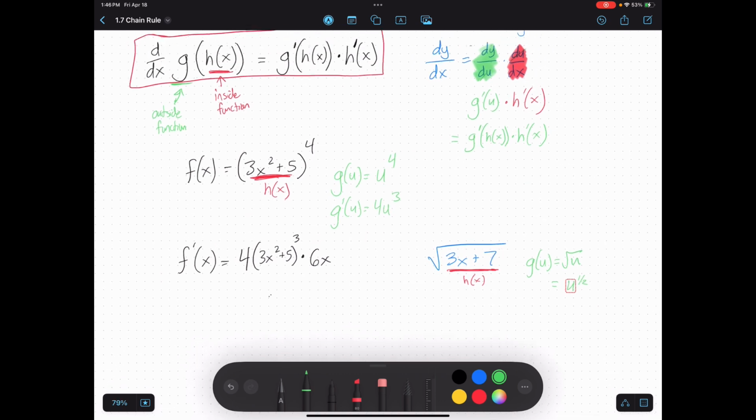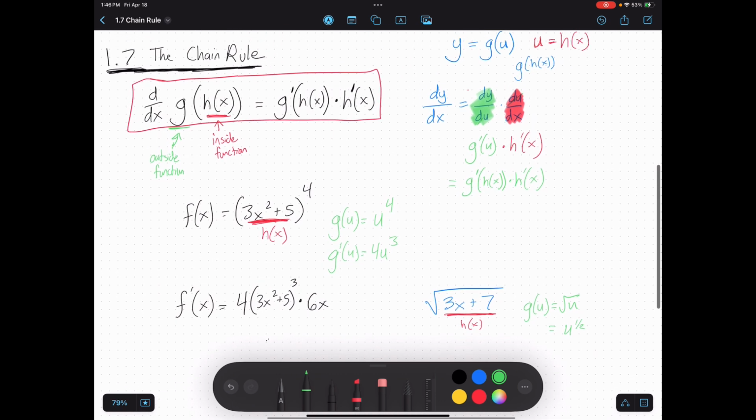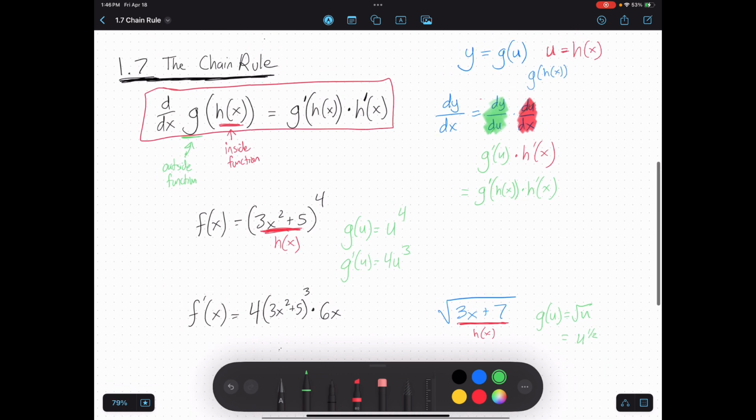Okay, that's really all there is to the chain rule. Go ahead and try this out on your own on the homework. And if you have questions, go ahead and watch my example video for 1.7, where I'll go through a couple of the questions from the 1.7 homework.